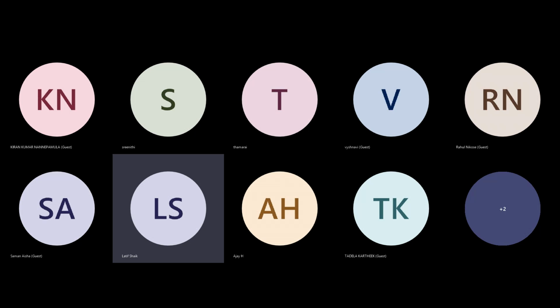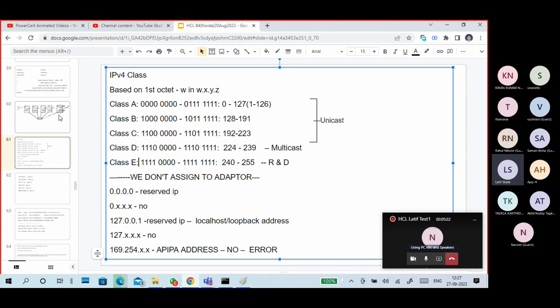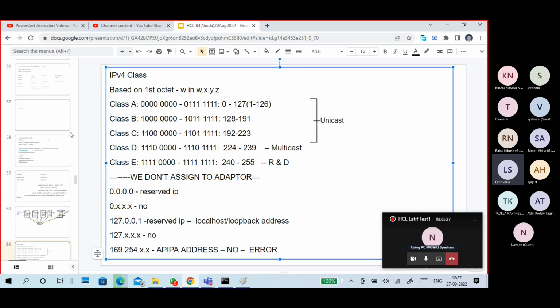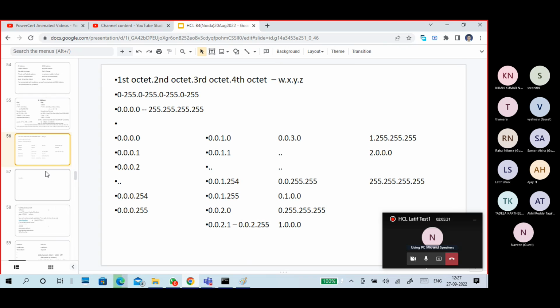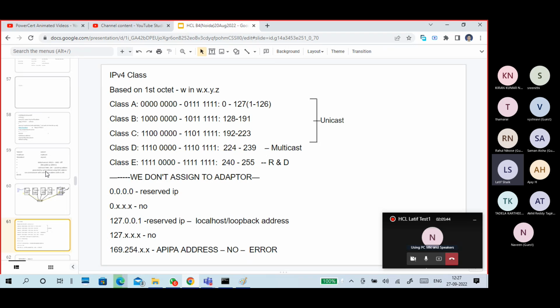Remember the class A to class E ranges. Okay, the IPv4 address is divided into a total range, from 0.0.0.0 to 255.255.255.255. This is about 4.3 billion IP addresses, divided into 5 classes: Class A, Class B, Class C, Class D, and Class E.